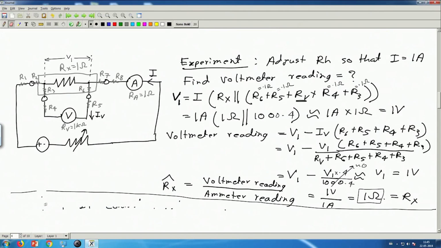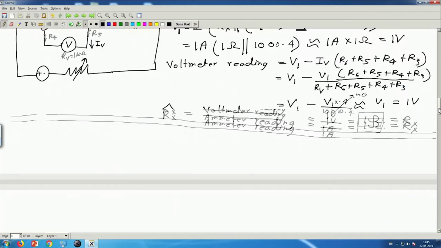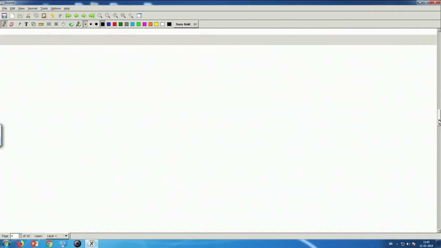Okay. So observe, this is the beauty of a 4-terminal resistance. Measurement is so reliable. We can repeat the same experiment, every time my contact resistance will change, but my reading, or the estimated value of this Rx, will come out to be the same. So this is the beauty of this 4-terminal resistance.